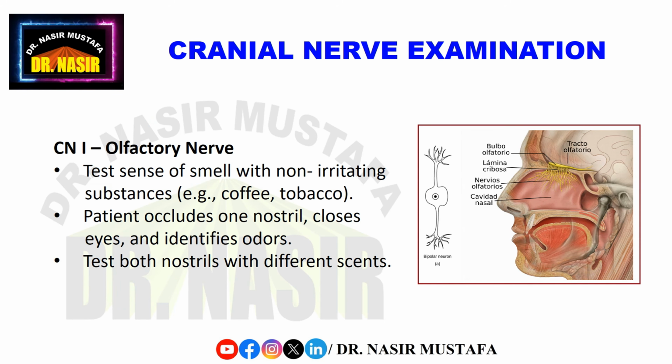Start with the olfactory nerve, CN1. Test the sense of smell using non-irritating substances like coffee or tobacco. Have the patient close their eyes, occlude one nostril, and identify the odor. Repeat with both nostrils using different scents.